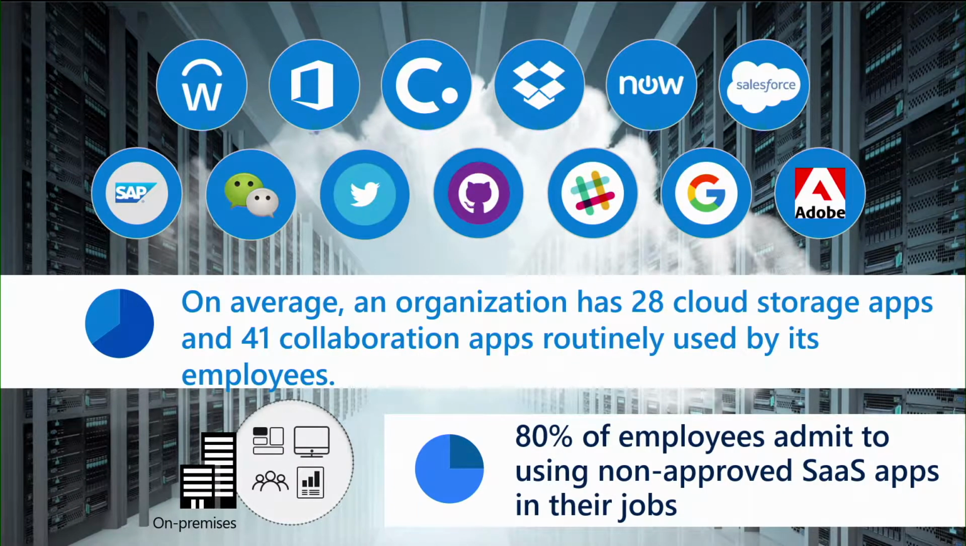We see a lot of users using several different SaaS applications. On average, an organization has 28 cloud storage applications and 41 collaboration applications routinely used. Users are not doing this, again, for malicious reasons. They just want to be productive. And we are not only talking about cloud storage applications like Box or Dropbox here. We have more than 25 cloud storage applications used on average. More than 80% of the employees admit using non-approved SaaS applications for work purposes.